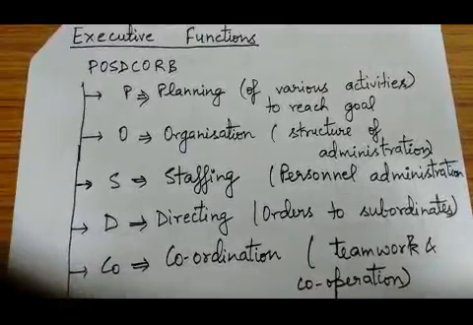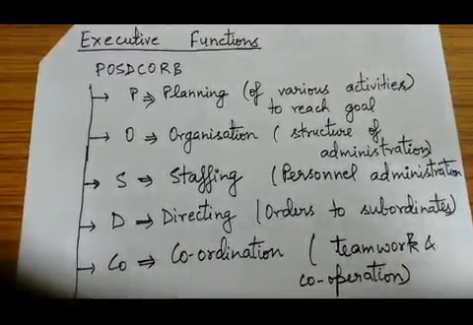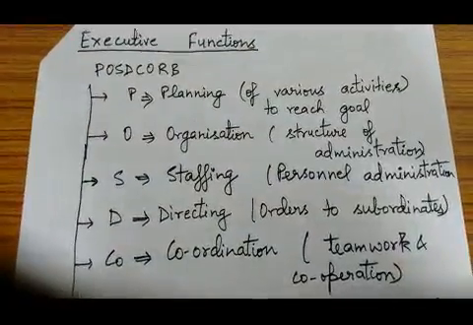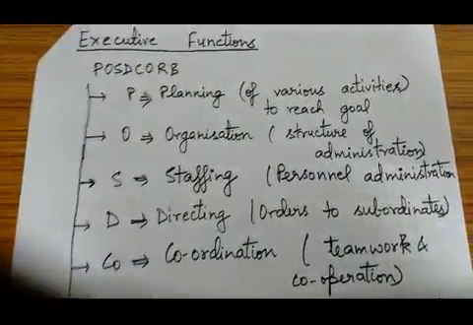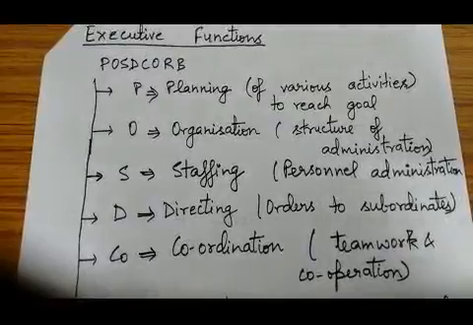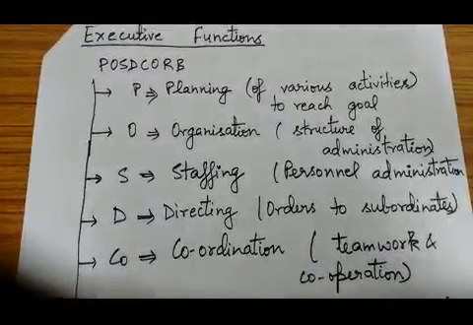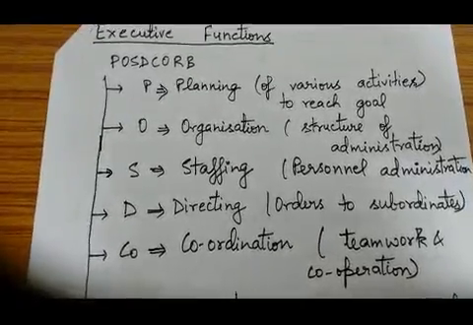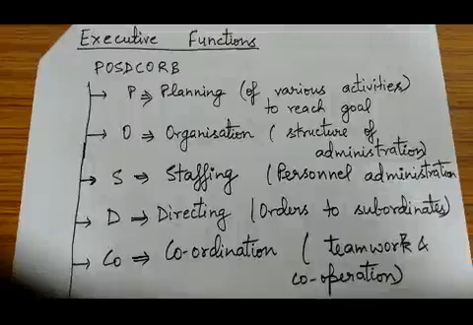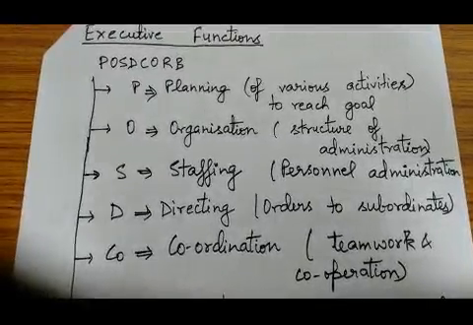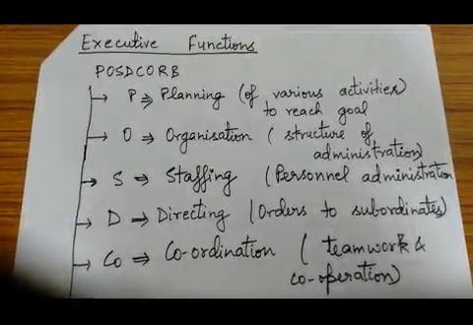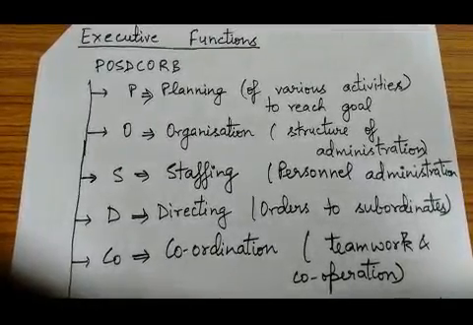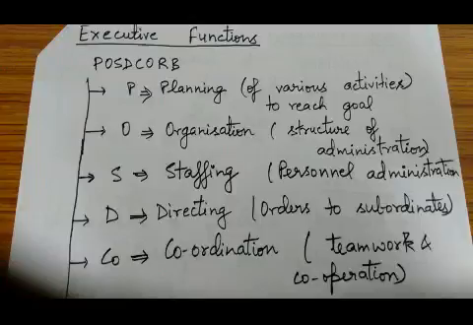Then O, organization, structure of administration. This is the main thing they have talked about in their whole classical administration: how to form the organization, how to departmentalize or divide the work, how to make sure that everyone knows his function and responsibility. So this is all about organization. When you form an organization, only then can you achieve your goals. So first plan, then form the organization.